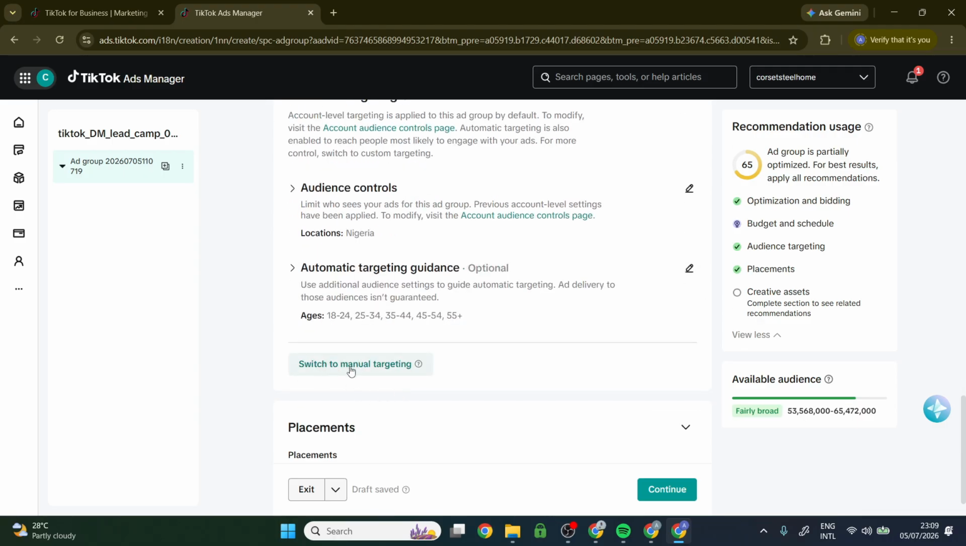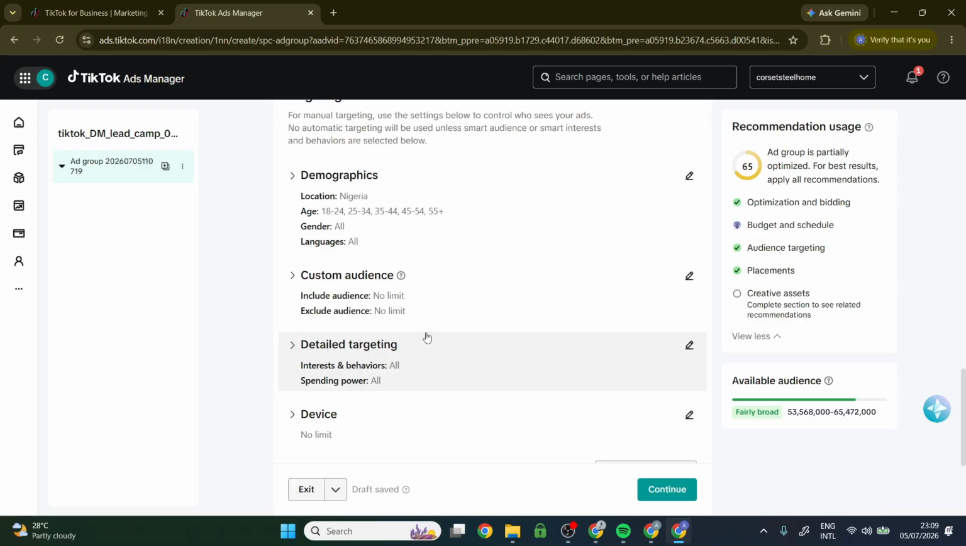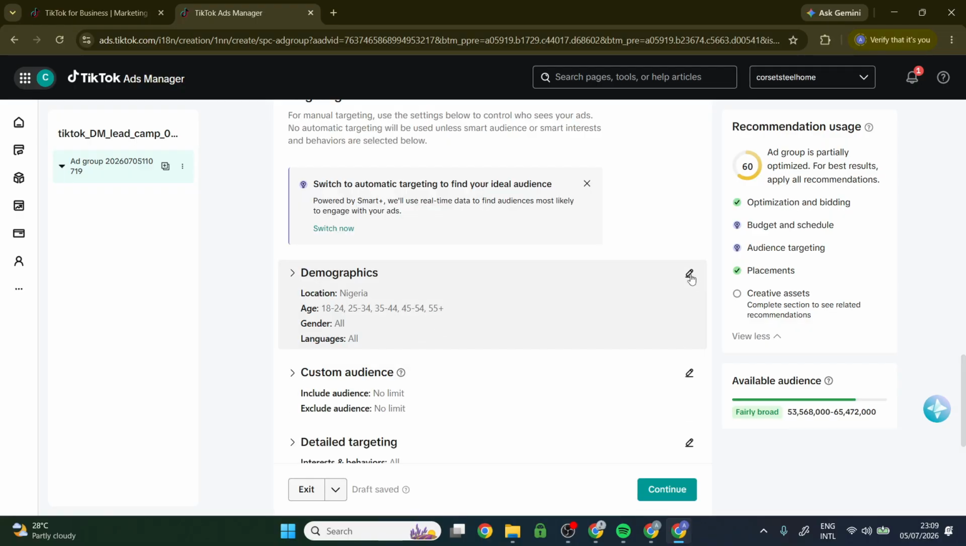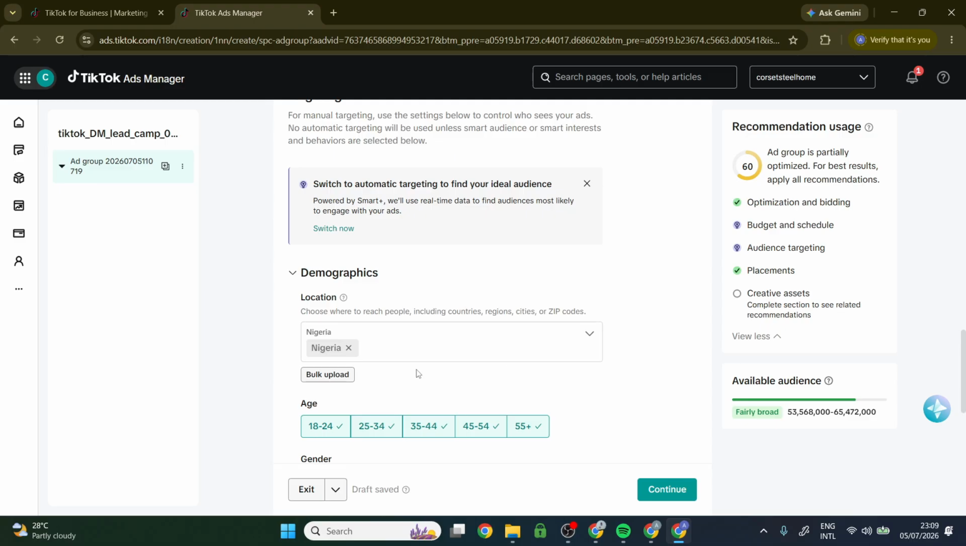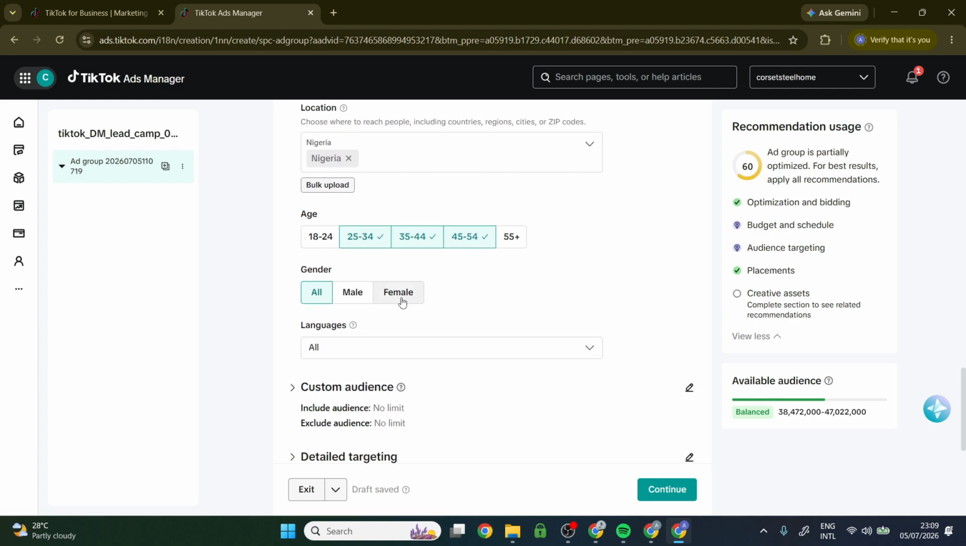So you see this switch to manual targeting. Click on it and switch to manual targeting instead of using the automated targeting session that is the default one presented to us, right? Then my product, I don't want to target people who are between 18 and 24, and I don't want to target people who are 55 plus, right? And also my product is needed by women, so I'm going to select women here.